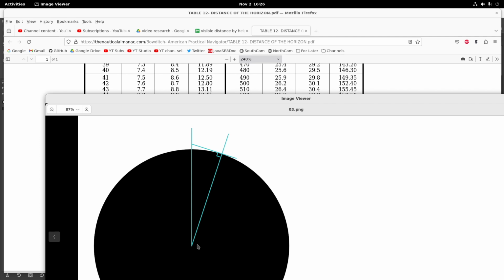And so we can look at this as a right angle triangle where the adjacent is the radius of the Earth. The hypotenuse is also the radius of the Earth, but it also has an extra little bit. And the distance between the observer and the maximum visible distance would be the equivalent of the opposite side.